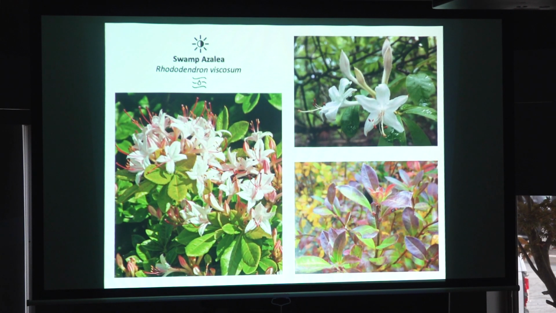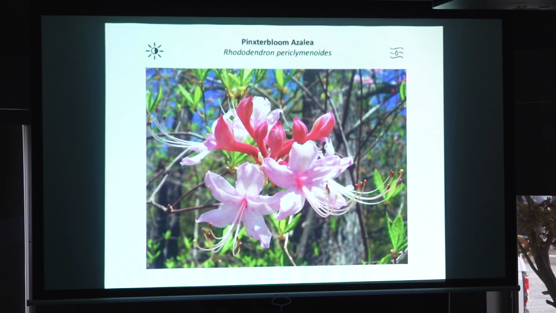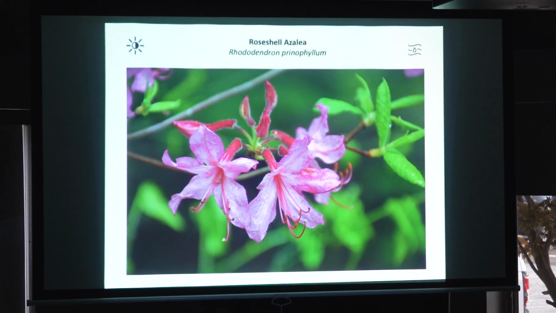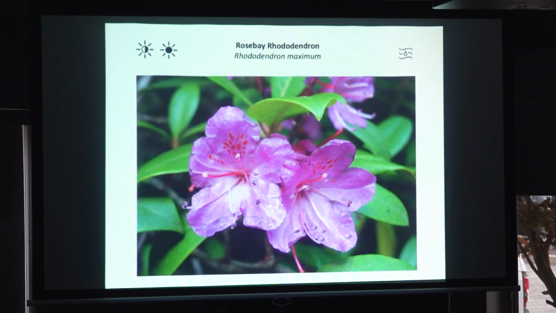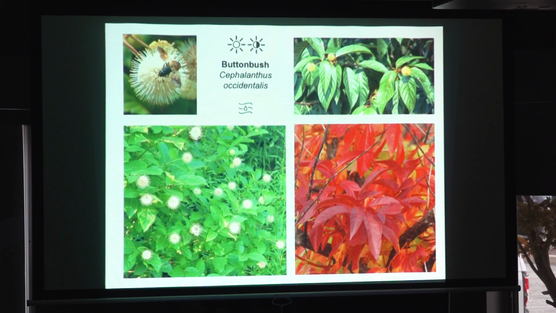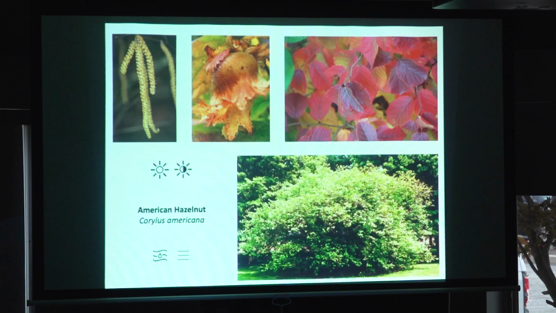And then there are azaleas and rhododendrons galore. Usually when you go to a nursery, you'll see all kinds of cultivars that are not native. These are swamp azalea, pinkster bloom azalea, rose shell, and if we have plants like this, why would we ever need the cultivars, right? Rose Bay, buttonbush I mentioned. Look at that gorgeous fall foliage, and this can grow quite well in wet places. American hazelnut. Good luck getting those nuts though, because squirrels love them too.